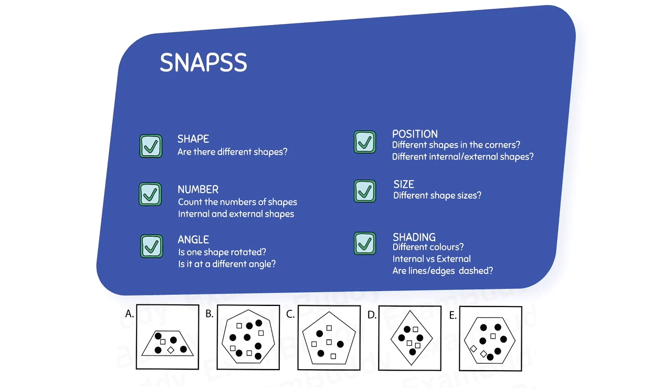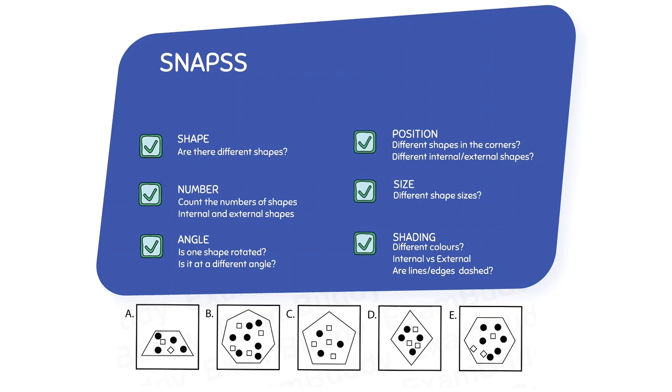Shape. We can see that all of the images contain black circles and squares as internal shapes. The external shapes are all different. We have a trapezium, a heptagon, pentagon, diamond, and hexagon. So there's no clear pattern here that makes one the odd one out.